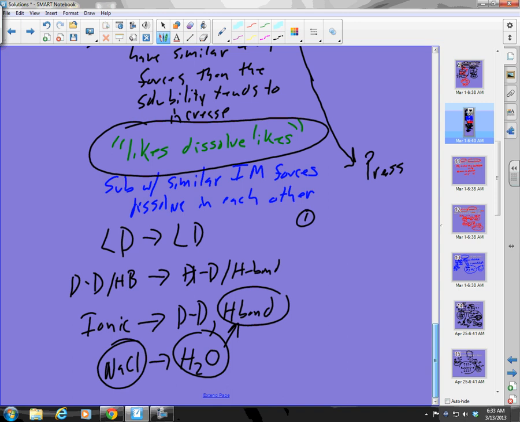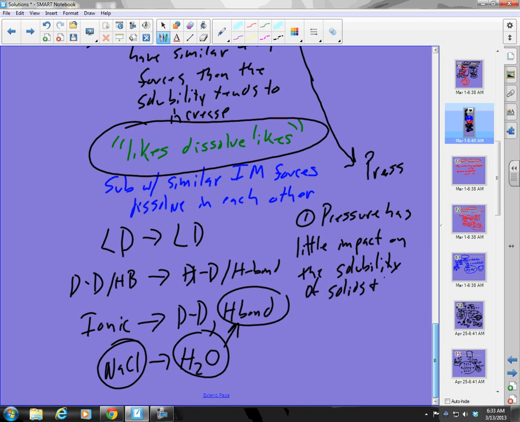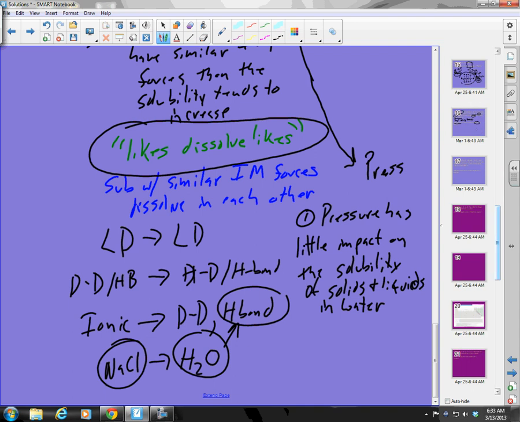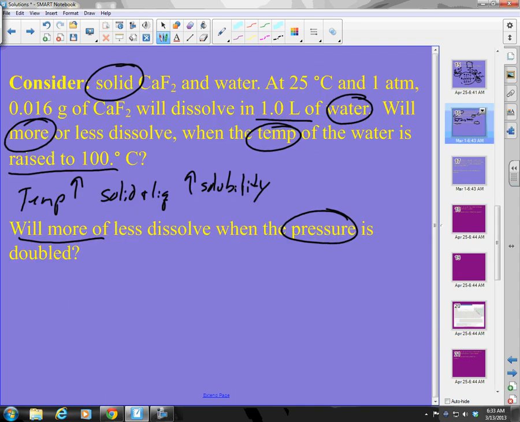Pressure has little impact on the solubility of solids and liquids in water. So it really doesn't matter. If I double my pressure, it's really going to have no major impact. So it won't matter.